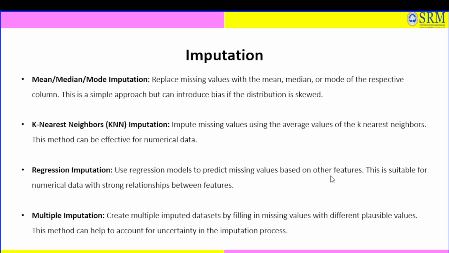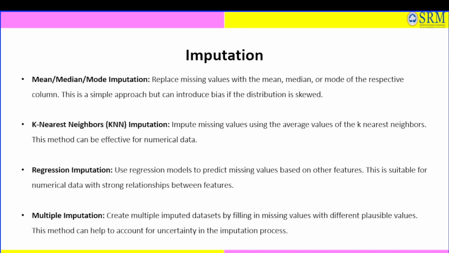Next is imputation. Imputation means something like inserting. First, mean, median, mode imputation: you replace the missing values with the mean, median, or mode. It is a very simple approach, but again, it is going to introduce bias if the distribution is skewed. During data pre-processing itself, we have to check how the data is distributed. If the distribution is skewed, we cannot apply this approach.